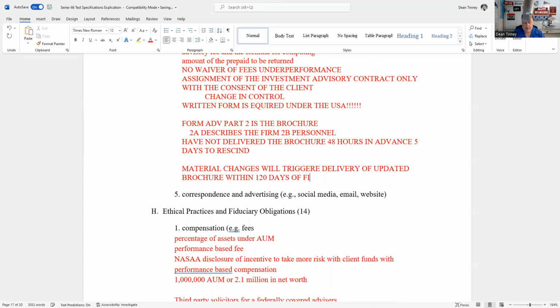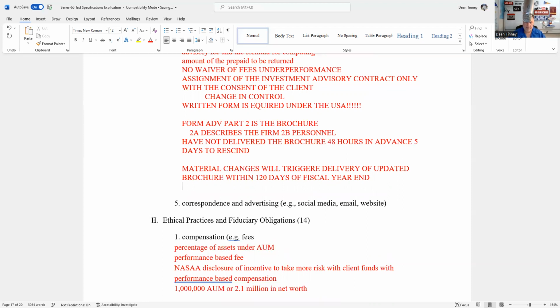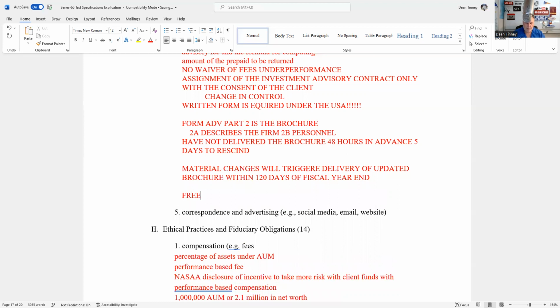I don't have any investment advisory firms anymore that have a fiscal year end that is different now. Regulators just don't go for that as much as they used to. Yeah, we always offer that, by the way. The brochure also has to be free. We can't charge people for our brochure or make them reimburse us for a brochure. Some of us have some pretty expensive stuff that we send to people, so we can't make them reimburse us for that.